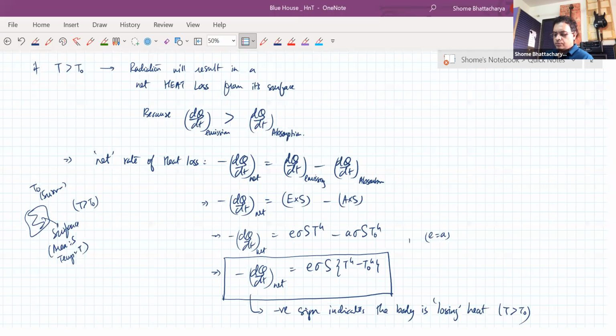Sir, in this case, the object is not in thermal equilibrium with the surrounding, but still A will be equal to E, right? Because E and A are material properties. They are not dependent on what the temperature is. Yes. So the fact that emissivity is equal to absorptivity is a universal fact for that material. It does not vary with temperature. Yes, sir.